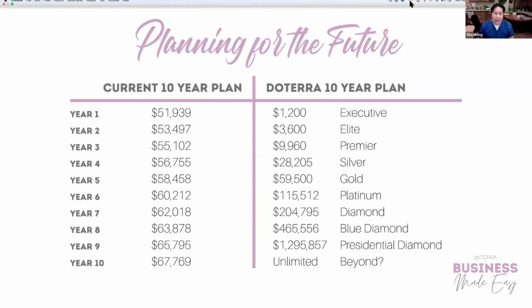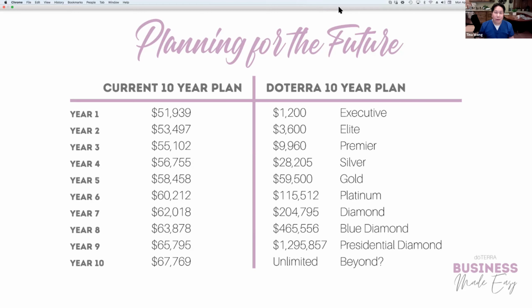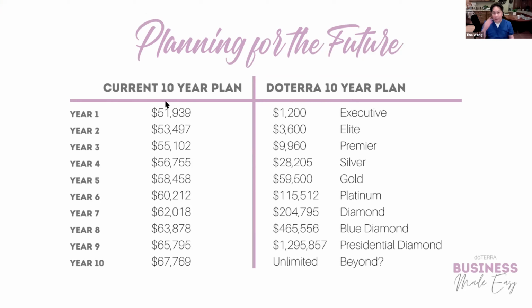This is the traditional plan versus a doTERRA plan, okay? Now, if you are working as an employee and you're making $50,000, $51,000 a year, that's a pretty good salary. And let's say you're lucky enough to get a cost of living increase, a COLA increase every year. Your company is doing well. You earn between 1 to 5% a bonus every year. At the end of 10 years, you will be making $67,000 a year, and that's pretty good in 10 years. The difference, okay. The doTERRA plan.